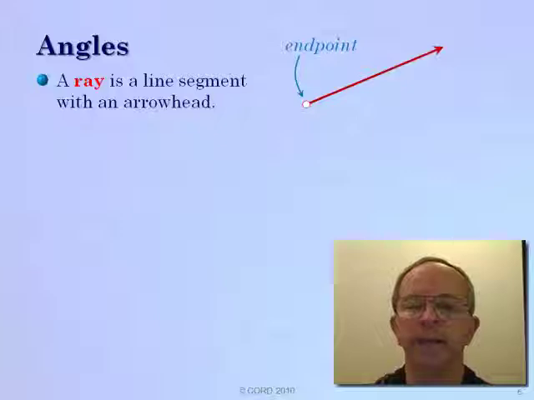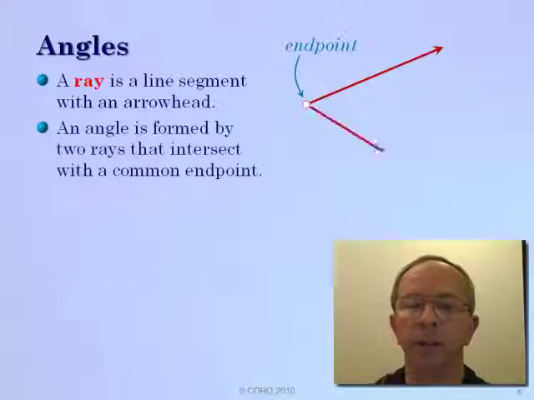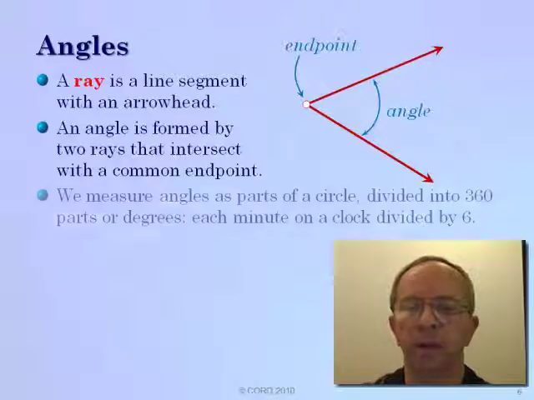A ray is a line segment that has an arrow on it, meaning that it keeps on going forever and ever. And it's got an end point. And that end point is useful because if you put another ray starting at that same end point, you form an angle. And we want to be able to measure those angles.